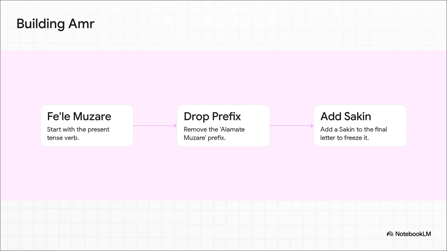Now, step 2, this is where the surgery really begins. We take the alamat al-mudara'a, that's the specific prefix signaling the present tense, and we completely chop it off. We drop it entirely, totally severing its tie to a simple present statement. Finally, step 3, we go to the very end of our newly modified word and we freeze it. We do this by adding a sukun to the final letter. And a sukun just makes the letter completely vowelless. It strips away any lingering grammatical movement, bringing the word to an abrupt, commanding halt. So chop the front, freeze the back, and boom, you've successfully manufactured an Arabic command ready for use.